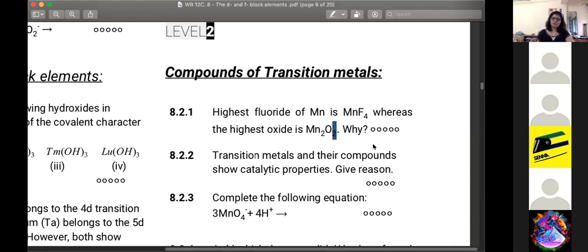So you can add one more line saying because of that reason, oxygen stabilizes the higher oxidation state as compared to fluorine. Isliye you will find highest fluoride as MnF4 only, but highest oxide is Mn2O7. So Jasmine, Jasleen, and Ria have already answered. What about the rest of you? Ritvik, Siddharth, Jinain, Ananya. Ananya has also given.